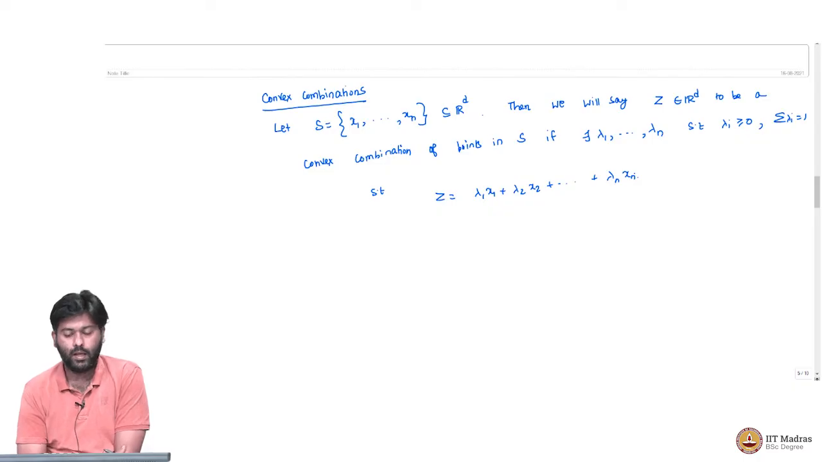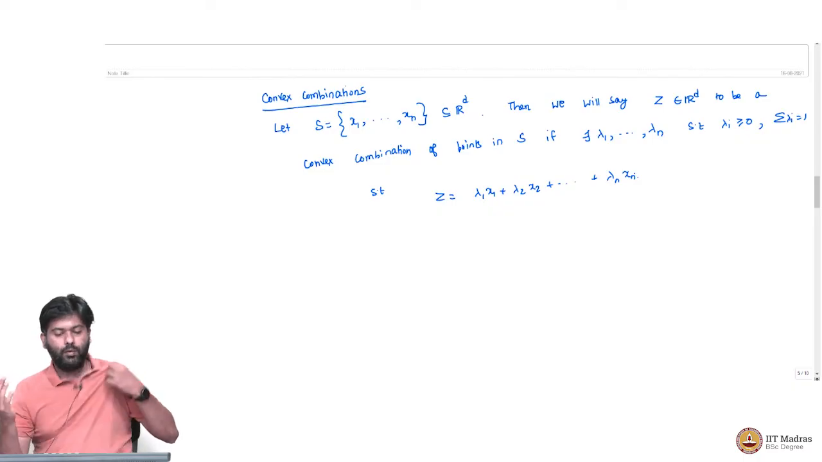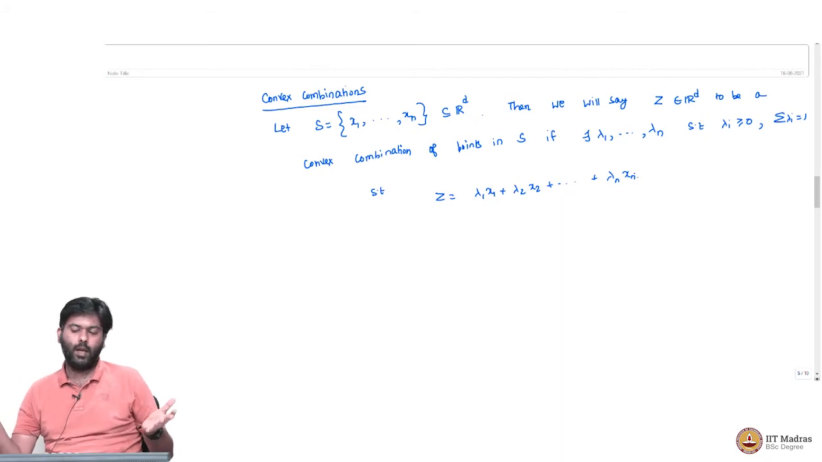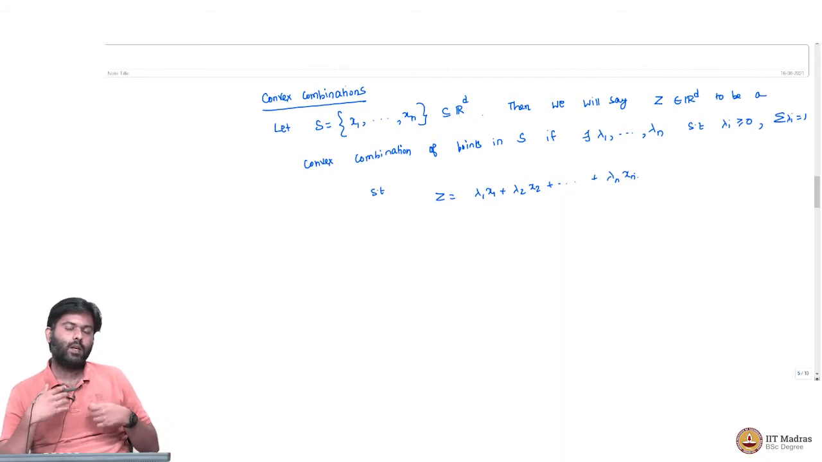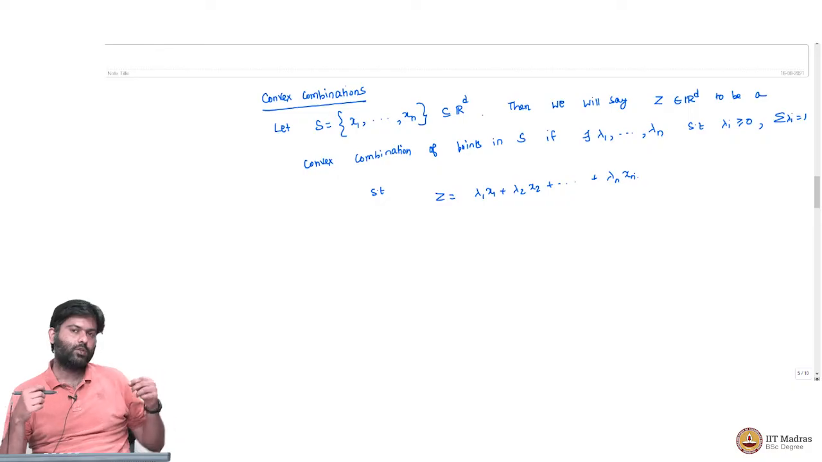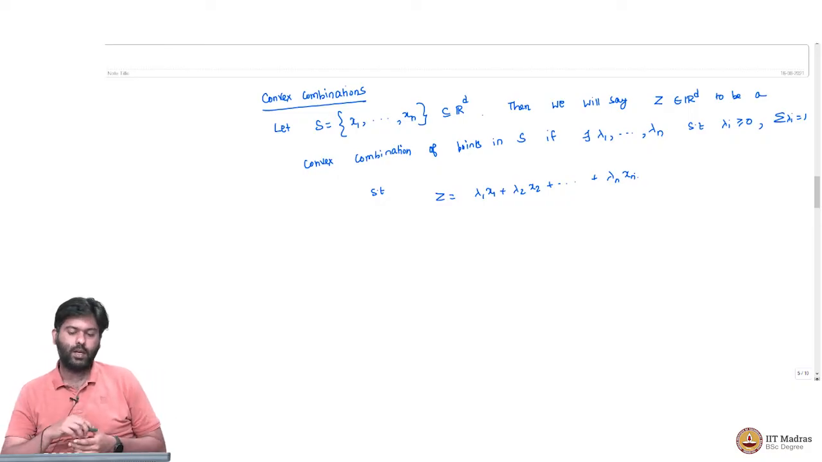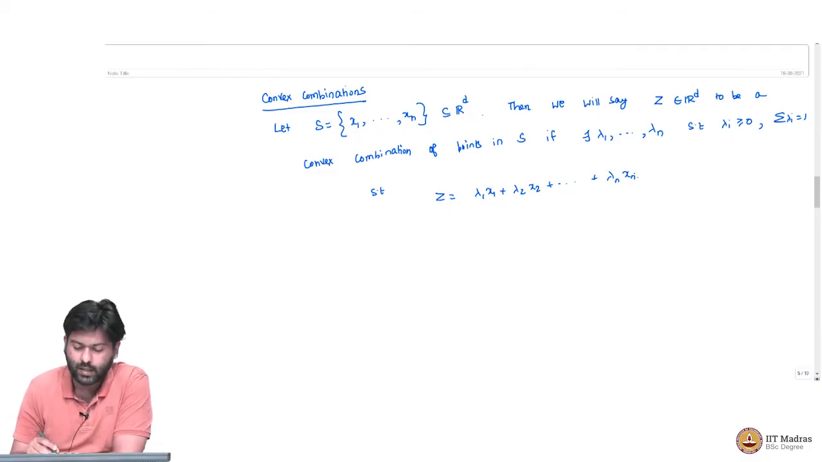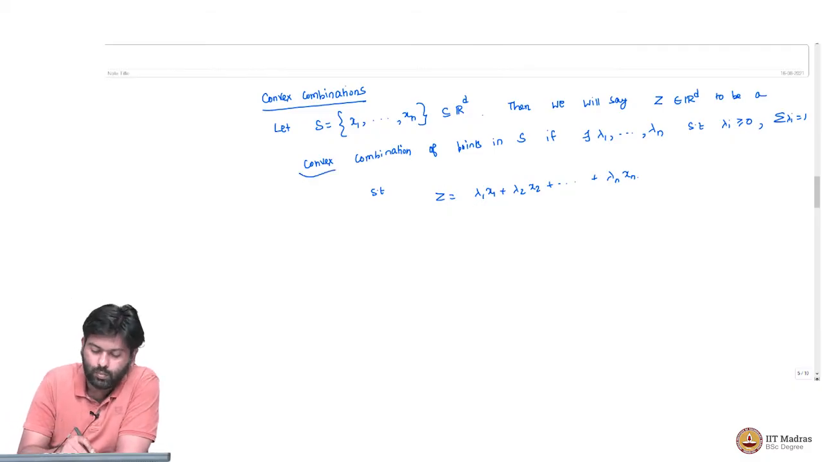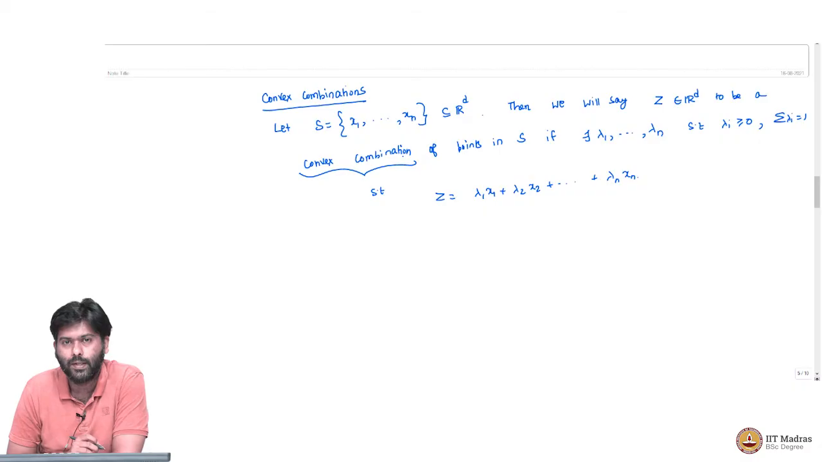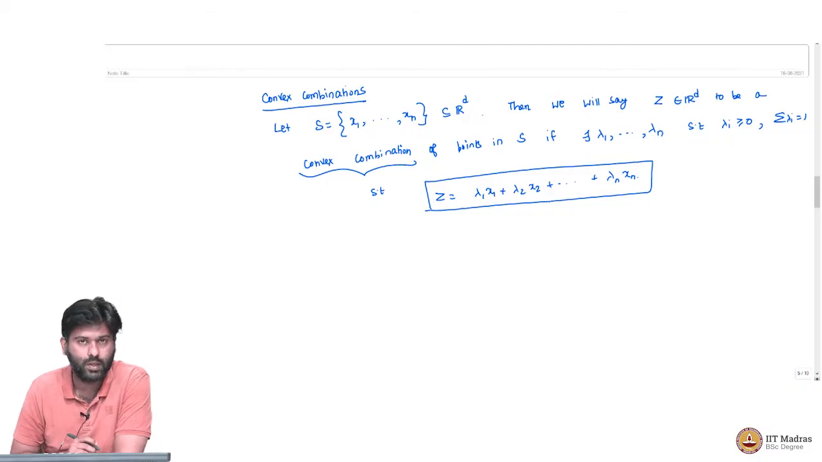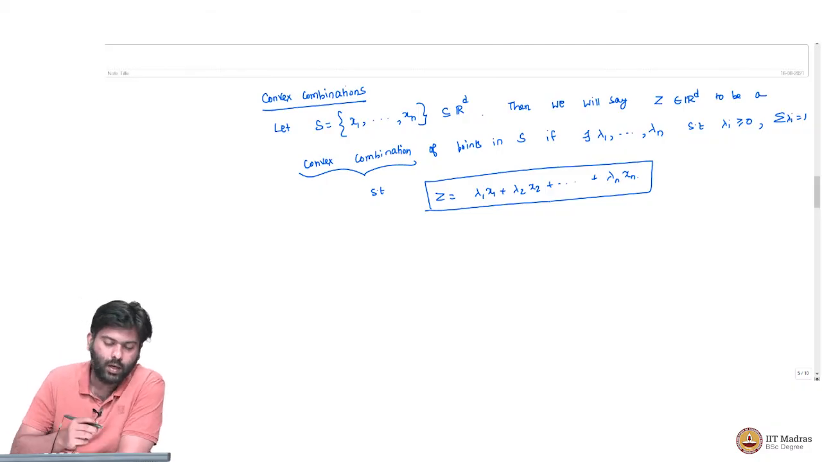All we are saying here is that I have a bunch of points, instead of 2, now I have x1 to xn, and earlier we were looking at line segments joining 2 points. Now I am saying that a new point z, if you can get it as a combination, in particular a convex combination of the points in S, if it can be written in this particular form, right. So, lambda 1 x1 plus lambda 2 x2 plus dot dot dot lambda n xn.